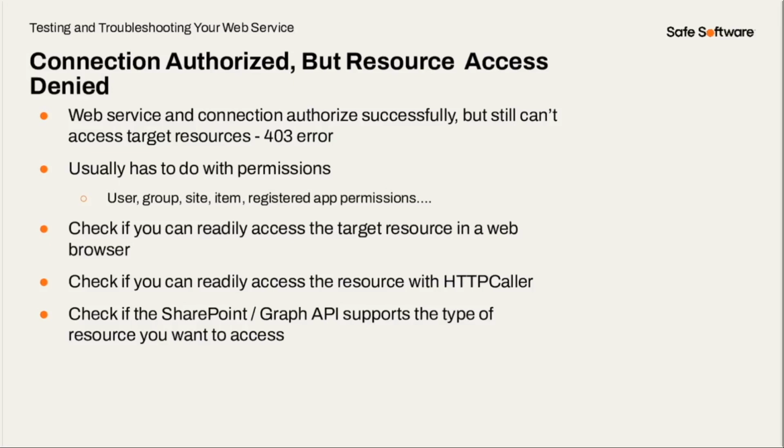You can also check if you can readily access your target resource in a web browser. Check if you can readily access the target resource with the HTTP caller. Again, go check out that demo. And check if the SharePoint or Graph API actually has support for the type of resource that you're wanting to access, because not every single resource that can be hosted in SharePoint is necessarily supported by the Graph API. So you want to check up on that too.